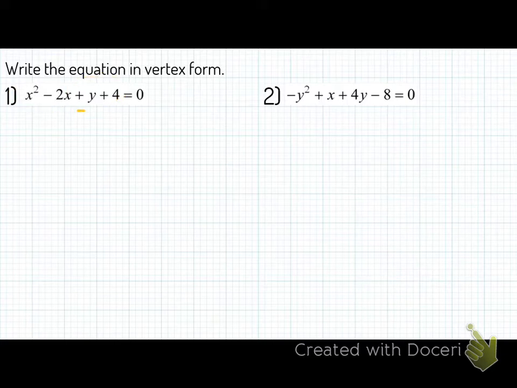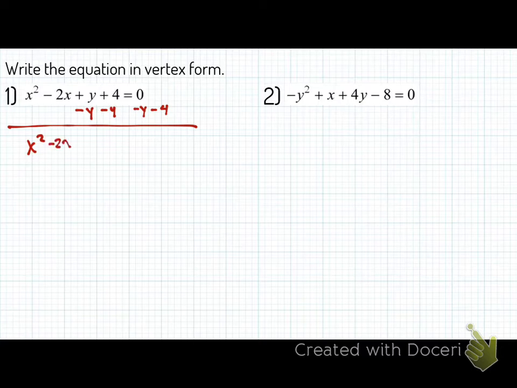So I'm going to subtract y on both sides. Let me use a different color here. And subtract 4. Okay. And when I do that, I get x squared minus 2x, and leave a little space, is equal to negative y minus 4. Okay.